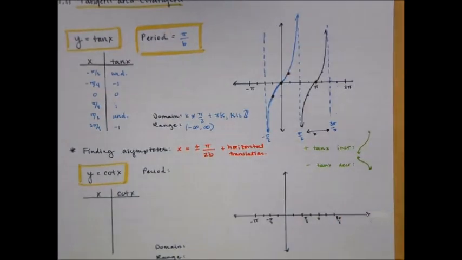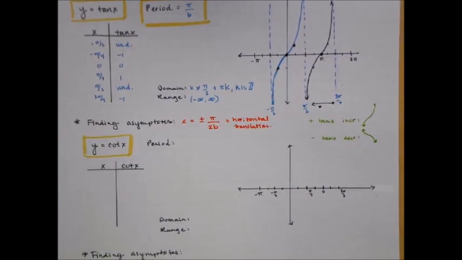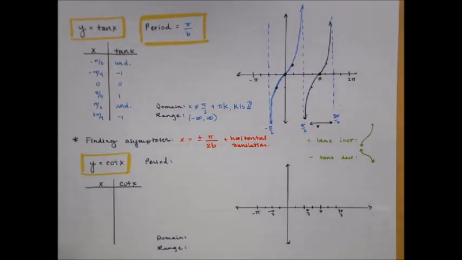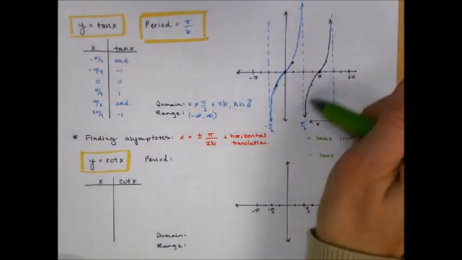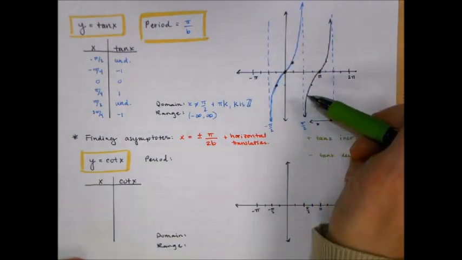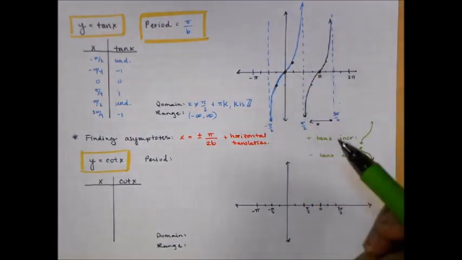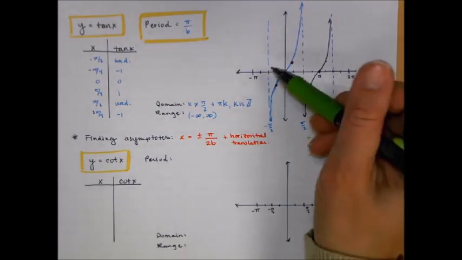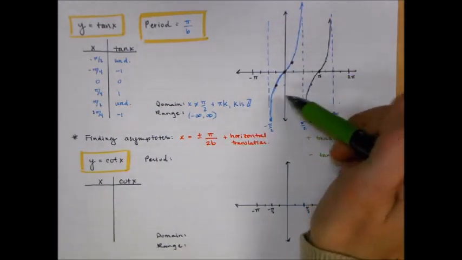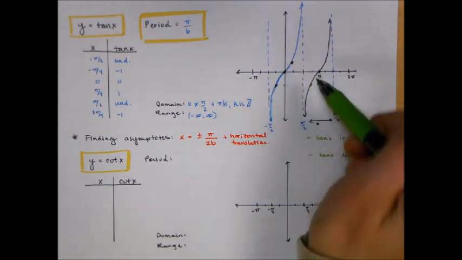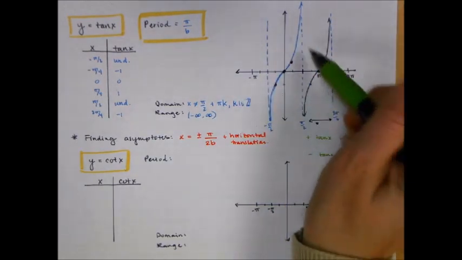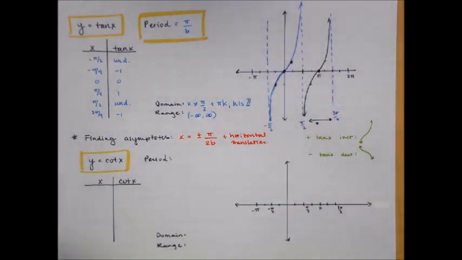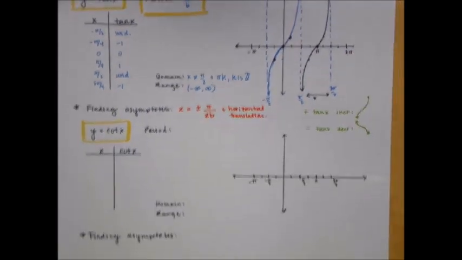All right, and so those are all the basic things you need to know. There are still 5 key elements when you're sketching a tangent graph. So with sine, cosine, you have 5 key points. When it comes to tangent, you'll have 2 vertical asymptotes and 3 points inside. And so we still have the 5 key values when it comes to sketching. So we're going to move down and look at cotangent.